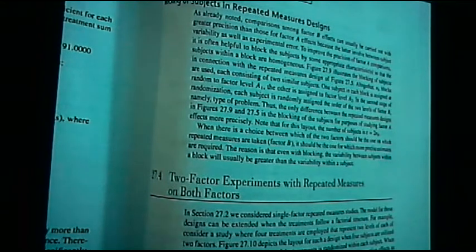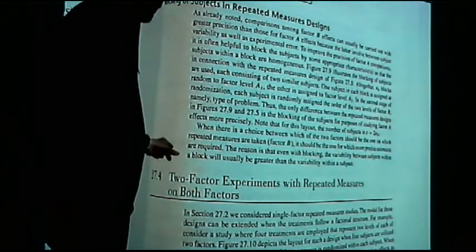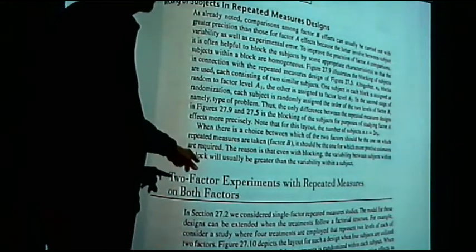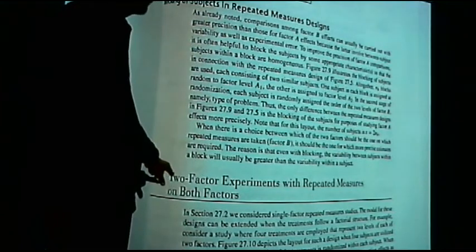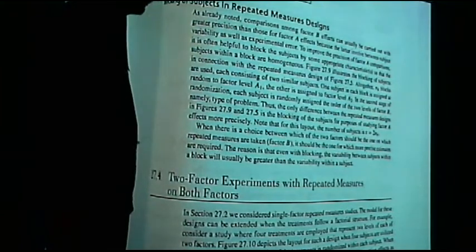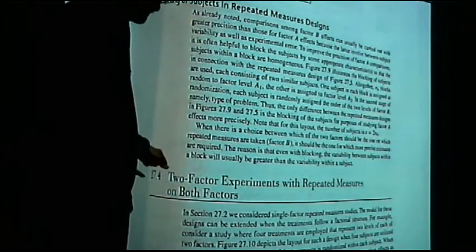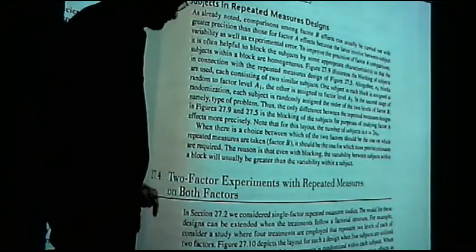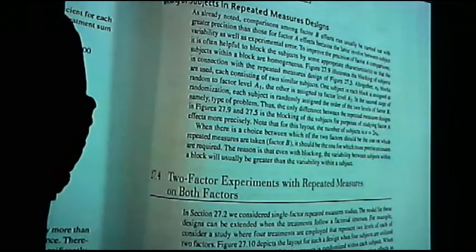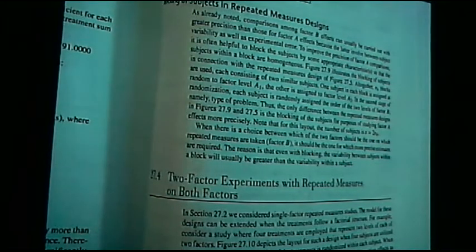Two-factor experiments with repeated measurements on both factors. So there's the difference from the previous case where we had repeated measurements on one factor. This is going to be repeated measurements on both factors. Well, what do they mean by this? Well, it's fairly clearly laid out here, I think, in the picture.